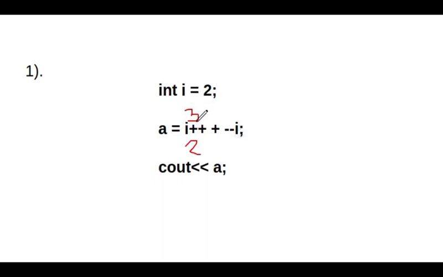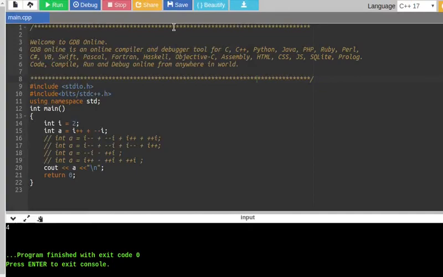Now till here the value of I is 3. This is the pre-decrement operator. Value is first decremented, then assigned. So first decremented, the value becomes 2, and then assigned. So the final answer will be the addition of these two values, which will become 4. So let's check the output of this program.